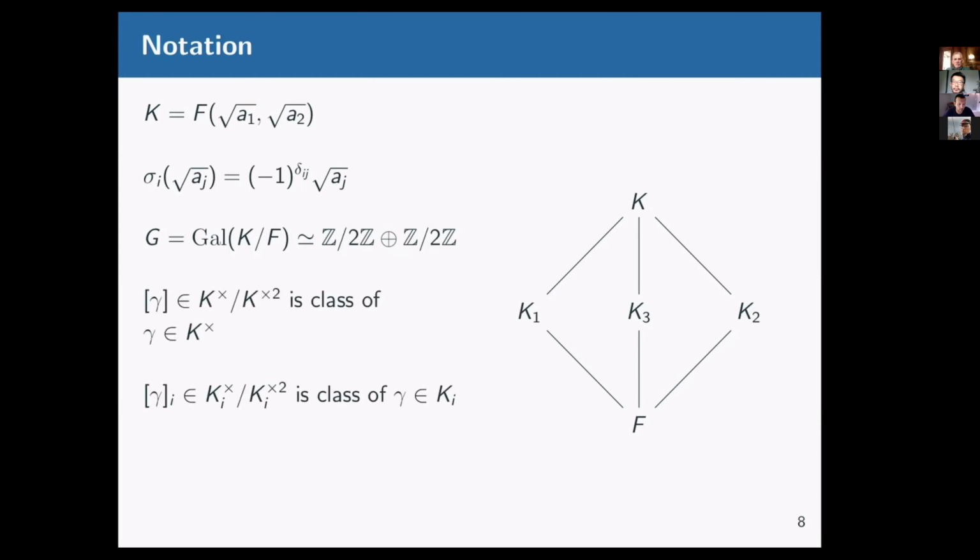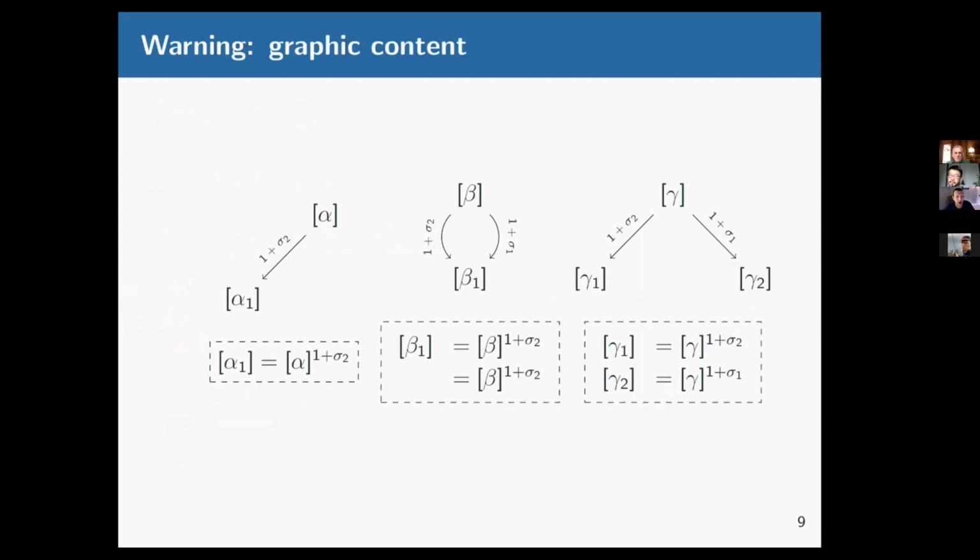When we look at square power classes, I will at least do my best to write brackets around a square power class, as opposed to the element itself, which has no brackets. And there will be times where it's convenient for us to not only think about square power classes over K, but to think about square power classes over these intermediate fields. And so when we do that, we change the bracket to have a subscript of an I to remind us of the field that we're thinking about.